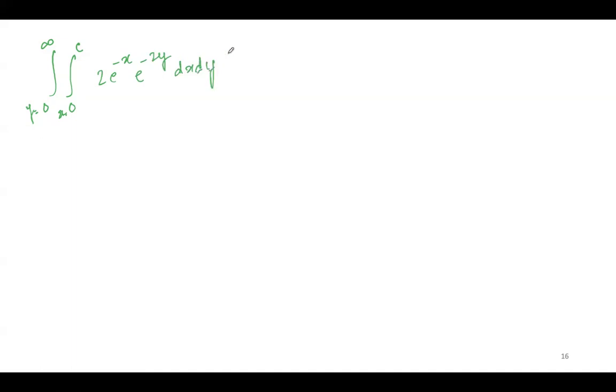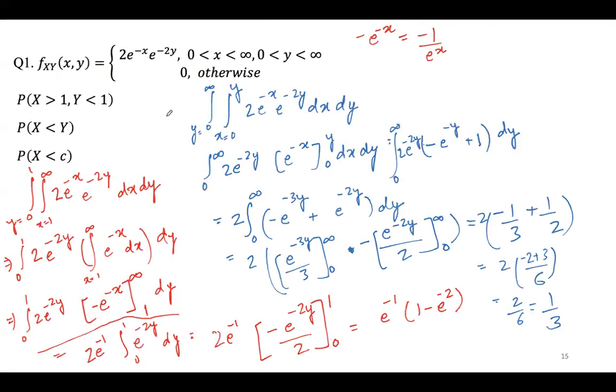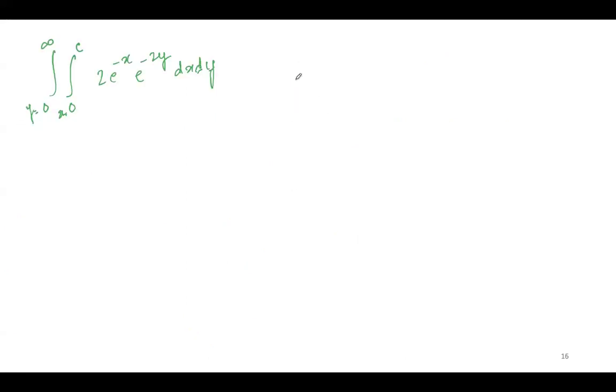I don't know if we'll have time to solve this in detail. Let me go through the next few questions a little quickly. I need to show you some important things. I don't want to exceed the time. But if you solve this, the answer you should get is 1 minus e to the power minus c. Let me know in case you don't get this. But you should get it. I've tried it. It's working.